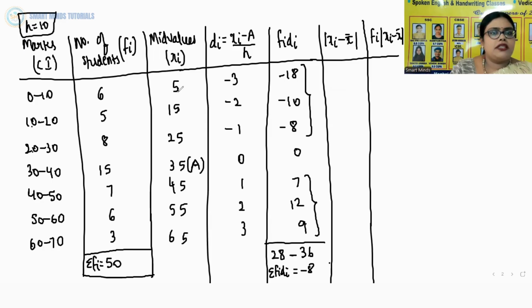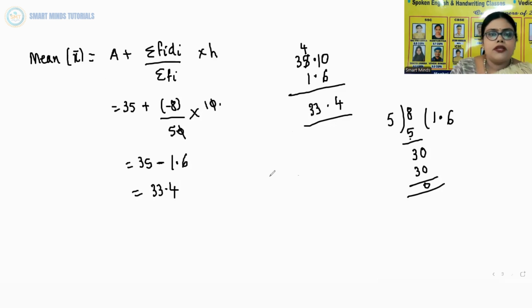So first in the first row you see xi is 5. What is 5 minus 33.4? So 33.4 minus 5 we are doing. So that is you have 5 minus 33.4. Okay, if 33.4 is greater, so we are writing 33.4 up and 5 means 5.0.